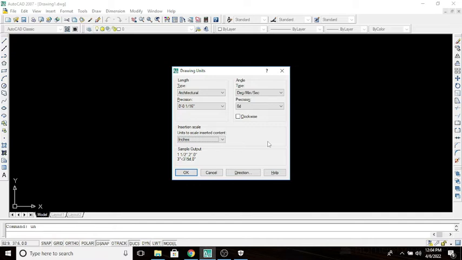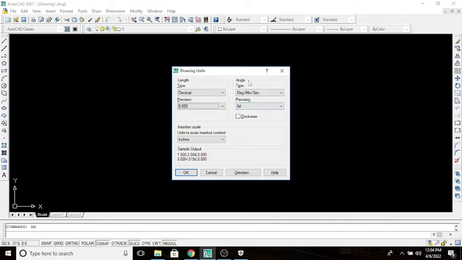Now move to meter or millimeter. For meters or millimeters, change the length type from architectural to decimal. Decimal is basically the point value, so we have simply changed the architectural to decimal. And precision would be 0.0 or 0.000, because our value is in points, so we have changed the length type and precision to a point value. Are you getting my point?